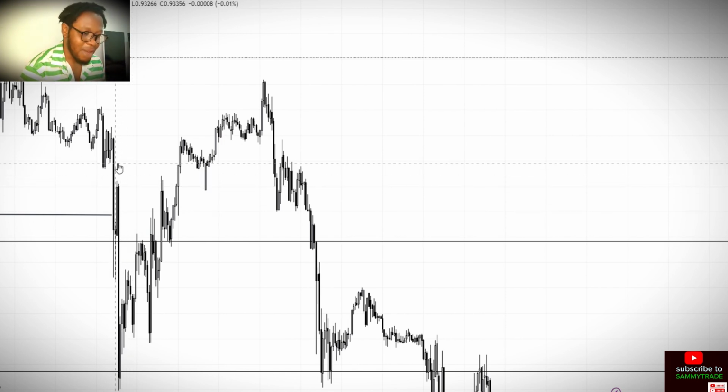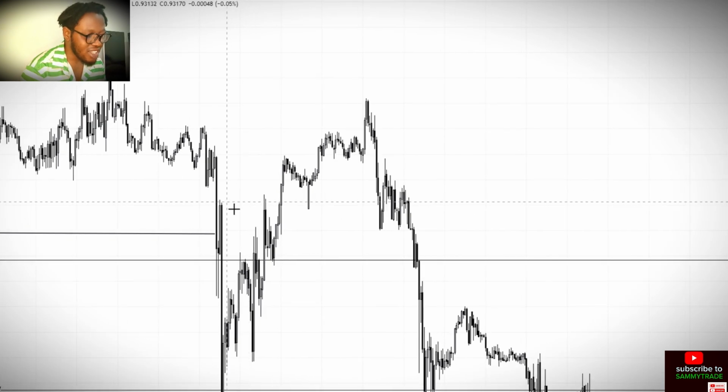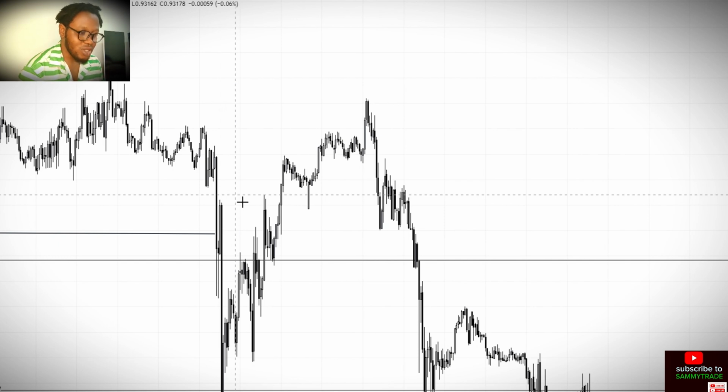I'm explaining something for you guys. I hope you're understanding. At this point, there was this little fair value gap. I don't know if price will mitigate it. I was not too sure, but I was waiting to see what the market will do. So I waited at this point.